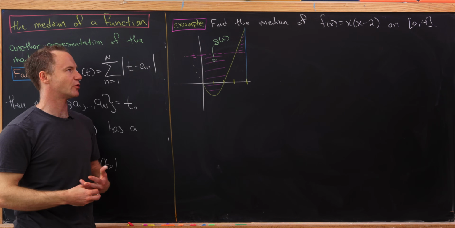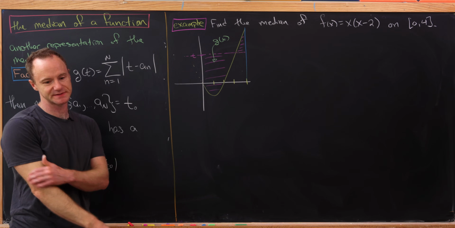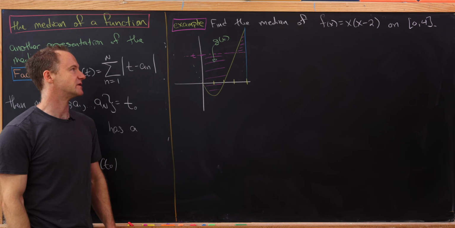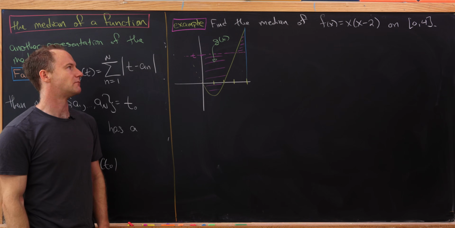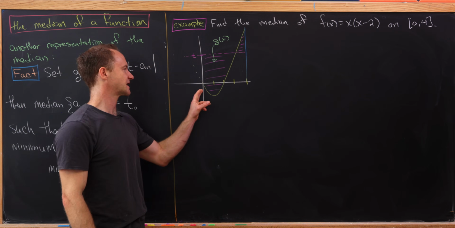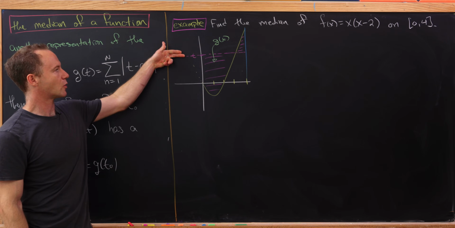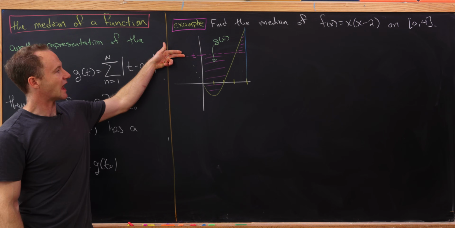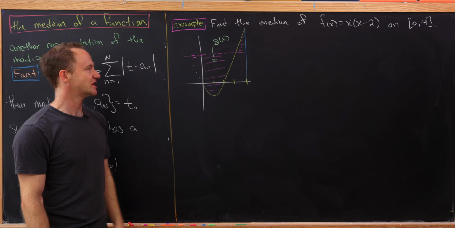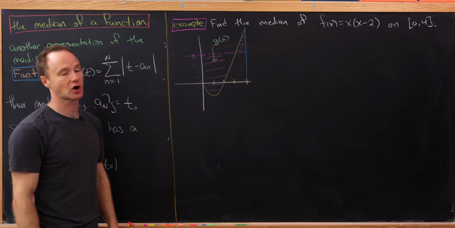Okay, so for our example, we'll find the median of the function f of x equals x times x minus 2 on the interval from 0 to 4. So I've put a little mock-up of what's going on here. I've got my function f of x, which is this yellow curve. And then I've got my horizontal line t. And notice that I've shaded in magenta the area between this horizontal line t and our curve.